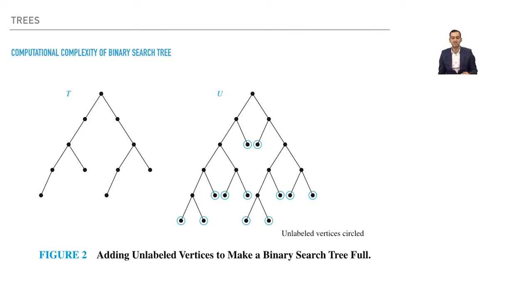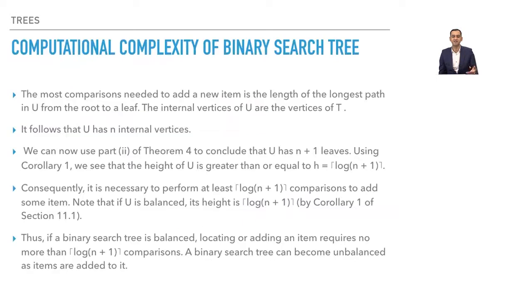Suppose we have a binary search tree for a list of n items. We can form a full binary tree U from T by adding unlabeled vertices whenever necessary, so that every vertex with a key has two children. This is illustrated in figure 2. Once we have done this, we can easily locate or add a new item as a key without adding a vertex. The most comparisons needed to add a new item is the length of the longest path in U from the root to a leaf.